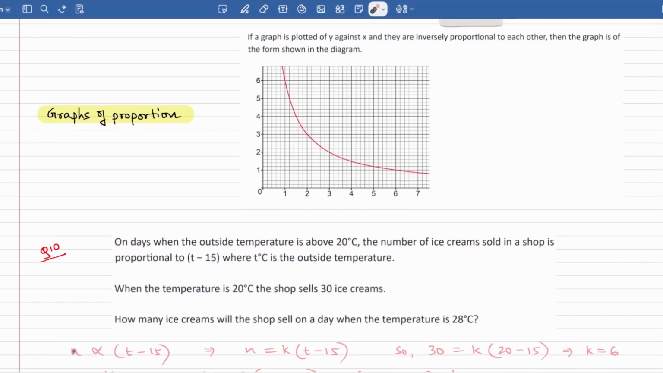We know that the number of ice creams n is proportional to t minus 15. So n is proportional to t minus 15. We are given that at 20 degrees, 30 ice creams are sold. So plug in the values. 30 is equal to k into 20 minus 15, which gives you k is equal to 6.